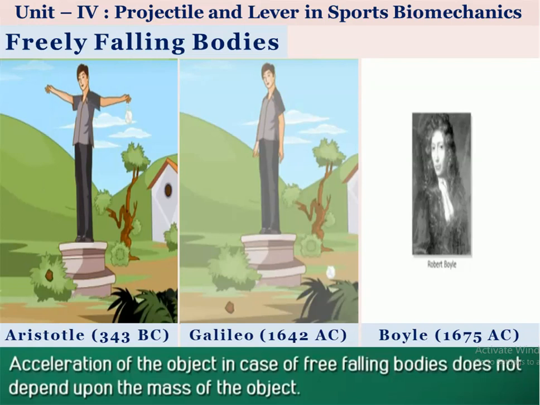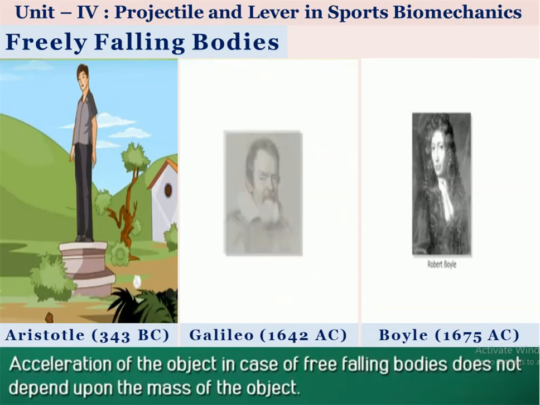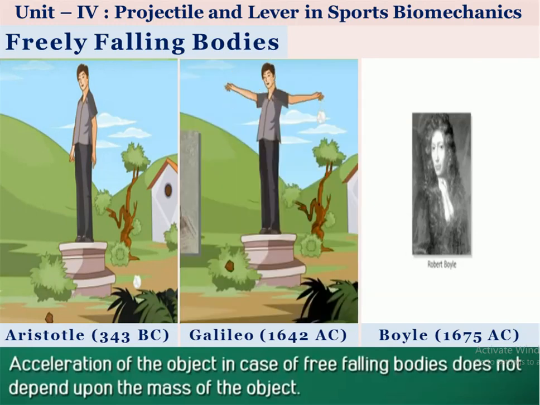We see that the stone reaches the ground earlier than the cotton ball. So, we may falsely conclude that heavier objects fall faster than lighter ones. Galileo showed that all bodies, whether light or heavy, fall at the same speed towards the earth. Galileo explained that lighter bodies fall at a slower rate due to the resistance of the air.